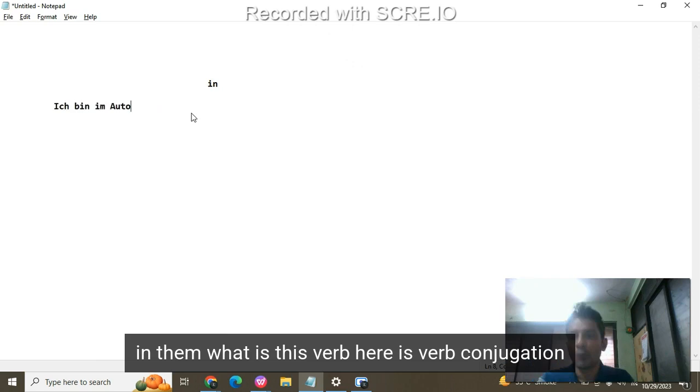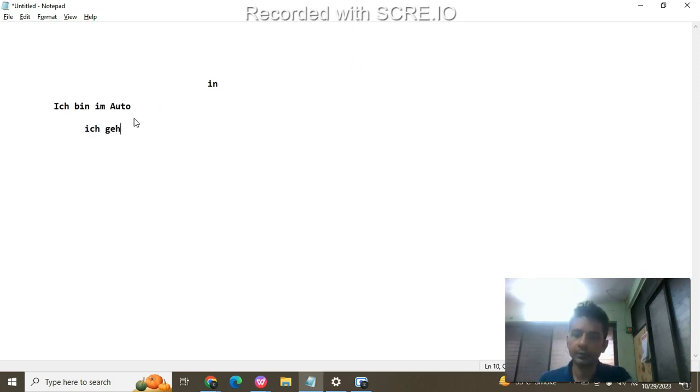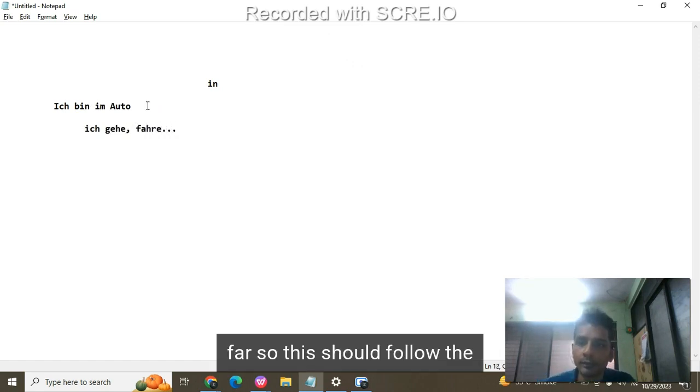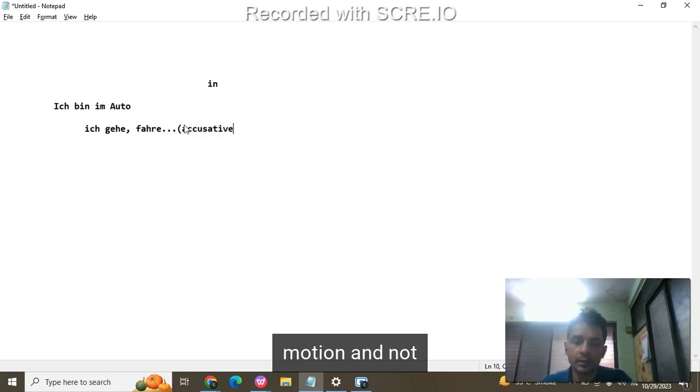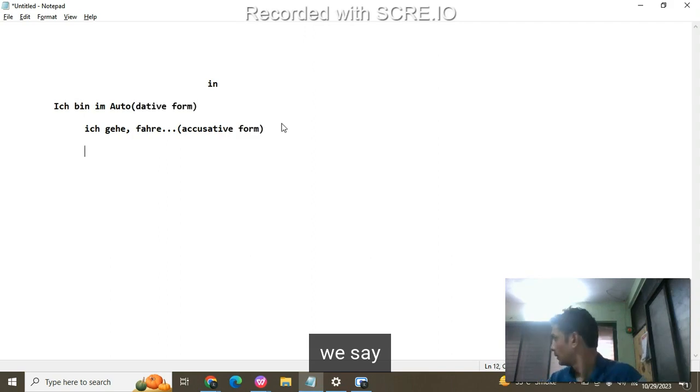What is the verb here? Is it a sein verb? It is the conjugation of sein: bin. But if I use a verb of motion like ich gehe or ich fahre and so on, you should follow the accusative form. Motion will take the accusative form. And sein is not a motion verb, so the preposition will take the dative form. So we say ich bin im Auto.